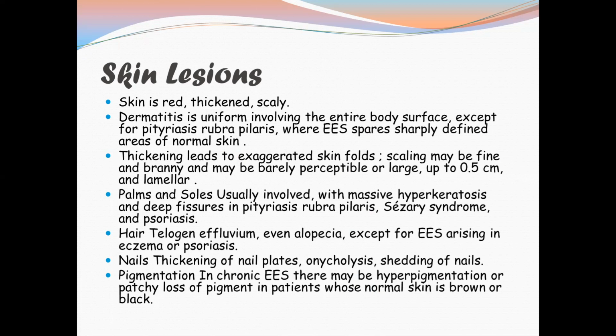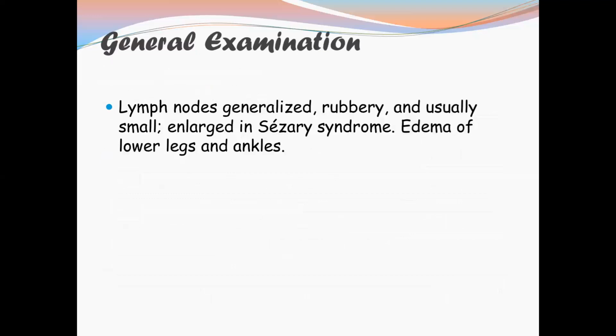Palms and soles are usually involved with massive hyperkeratosis and deep fissures in pityriasis suprapilaris, Sézary syndrome, and psoriasis. Hair: telogen effluvium, even alopecia, except for EES arising in eczema or psoriasis. Nails: thickening of nail plates, onycholysis, shedding of nails. Pigmentation: in chronic EES, there may be hyperpigmentation or patchy loss of pigment in patients whose normal skin is brown or black. So if you have skin which is brown or black, there may be hyperpigmentation or patchy loss of pigment.